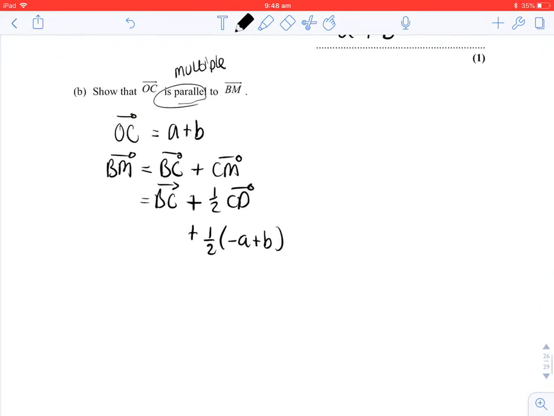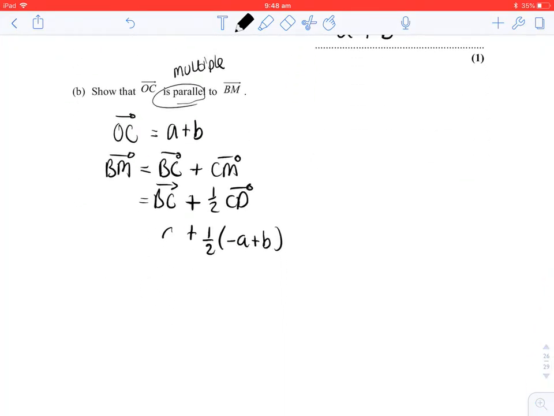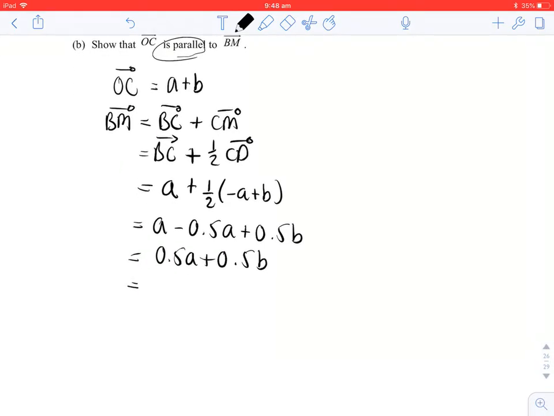BC I can see is an A, so I've got A there. So we've got A minus 0.5A add 0.5B. 1A take away a half of A is going to be 0.5A add 0.5B. And now what I'm going to do is factor out the half because I've got a half in both of them. So half at the front, A plus B.